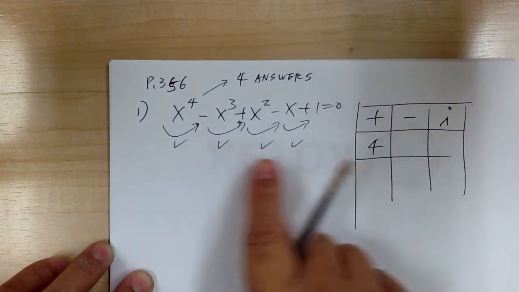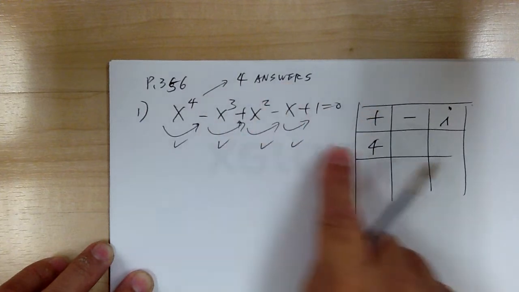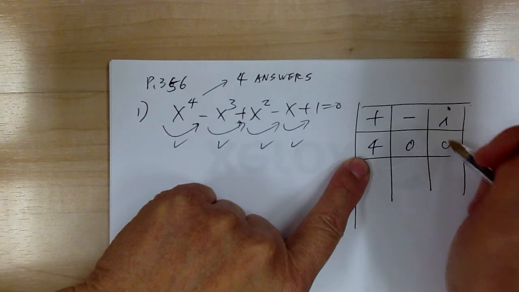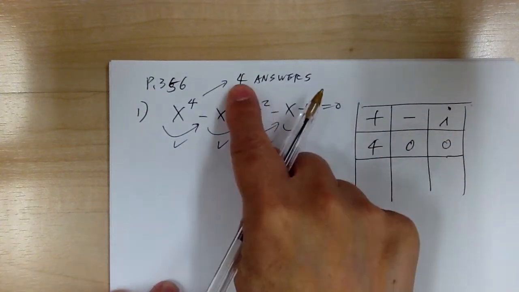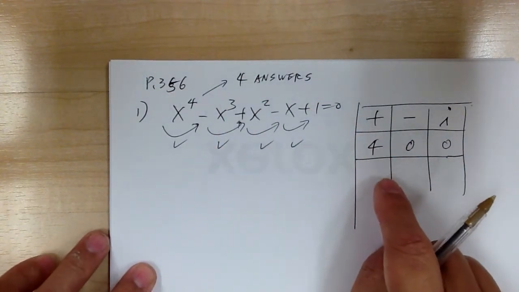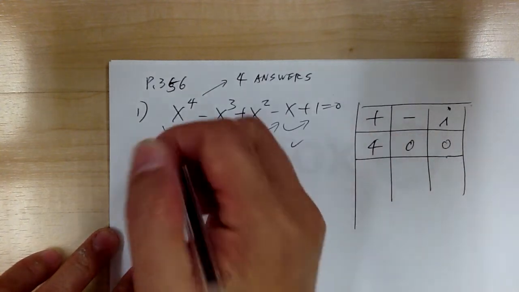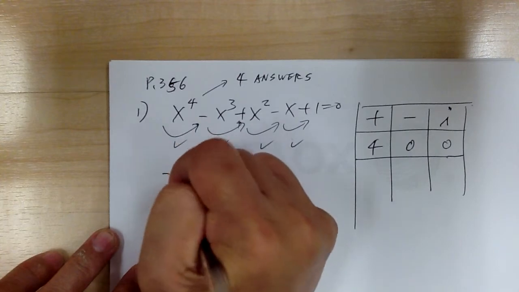Okay. Now, because there are a total of 4 answers, and if you have 4 positive answers, then you're going to get 0 and 0, right? Because you're going to get a total of 4 answers. Okay. And from here, right away you can see that you're not going to have any negative answers. If you don't see that, you can check.